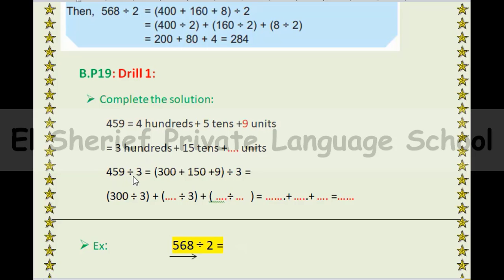459 will be divided by 3. So 4 isn't divisible by 3, so take 100 from 4. So 4 becomes 3 hundreds, and we have 100. So 100 equals 10 tens, and we add these 10 tens to 5, so 5 tens become 15 tens. And how many in units? We have 9. Okay, 459 divided by 3 equals 300 plus 150 plus 9 divided by 3.